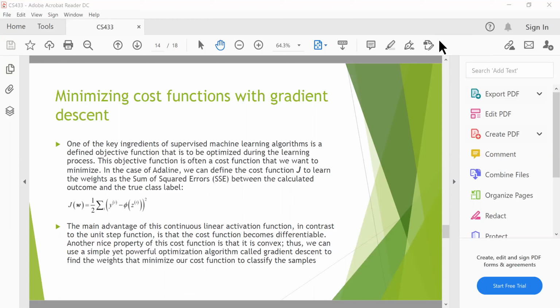And then here we have the concept called cost function. Okay, so what is the cost function? In Adaline, the cost function is defined as the sum of squared errors. Okay, so squared error, so here we have the target. So this is the target, and basically this is that activation function.